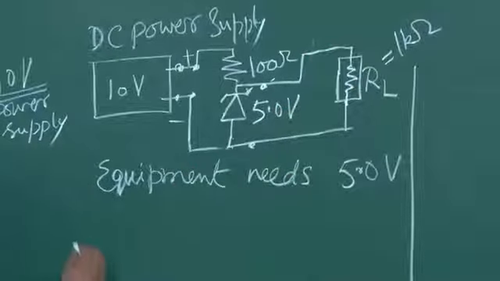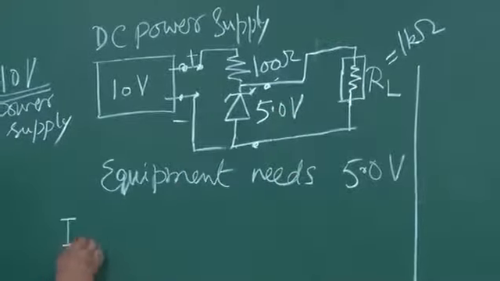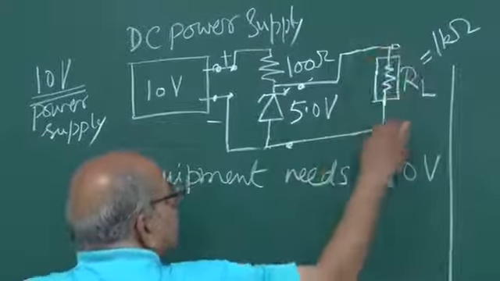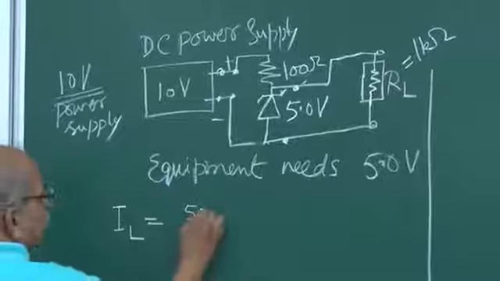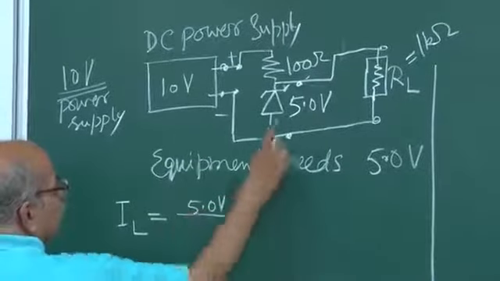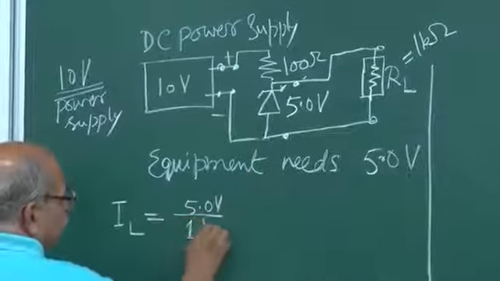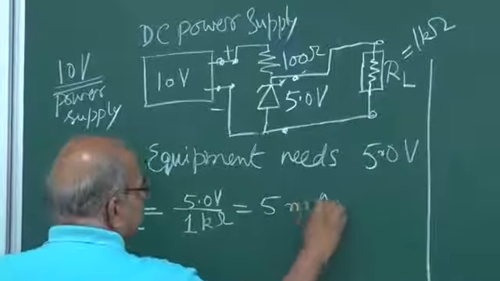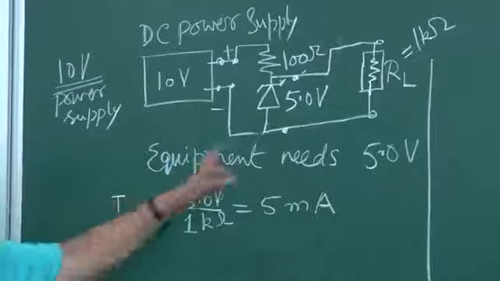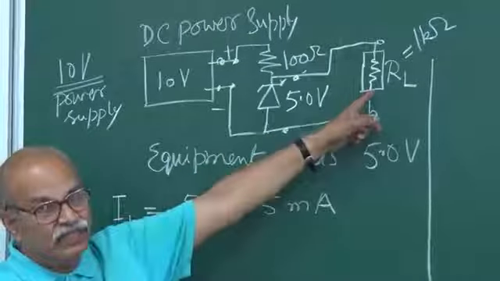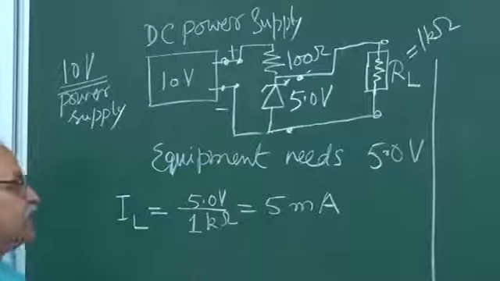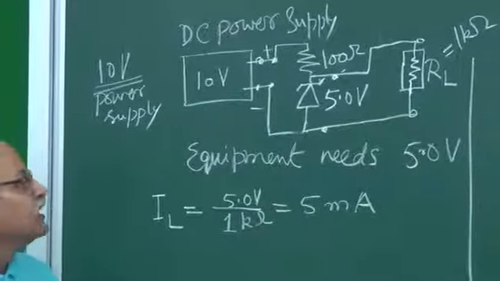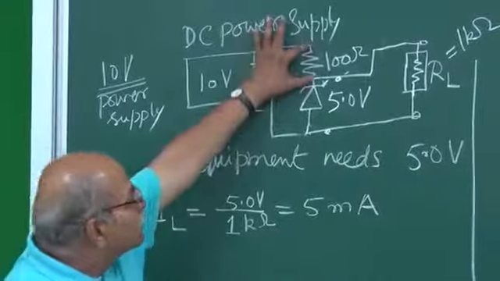So what is the current in that load IL? Here it is 5 volts, so that will be 5.0 volts divided by this 1 kilo ohm. So that is 5 milliampere. And the equipment will receive this voltage and this current of 5 milliampere only. Now what is the current through this RS?